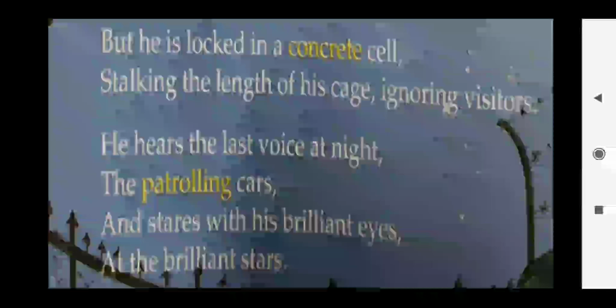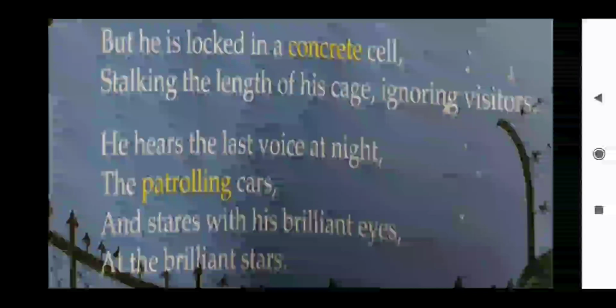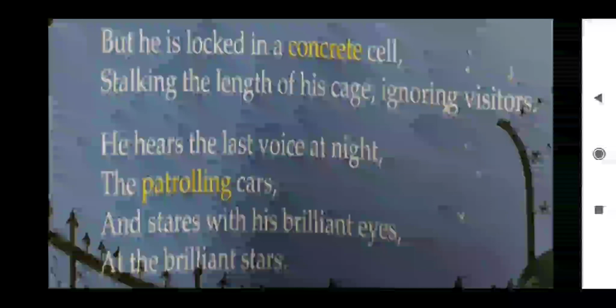But he is locked in a concrete cell, stalking the length of his cage, ignoring visitors. He hears the last voice at night, the patrolling cars, and stares with his brilliant eyes at the brilliant stars.